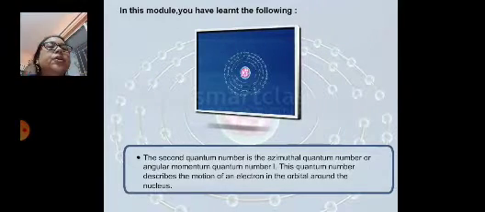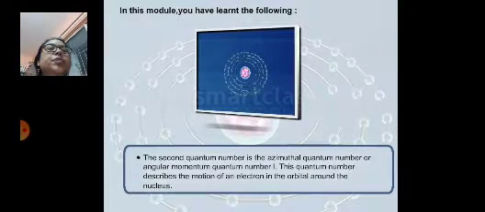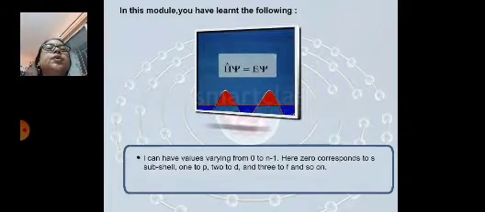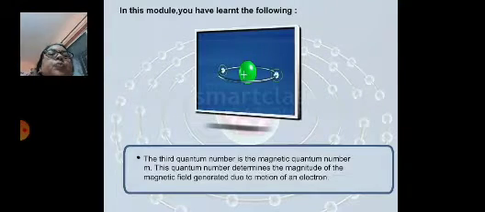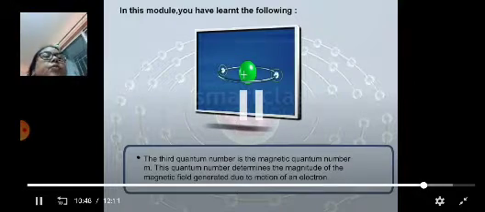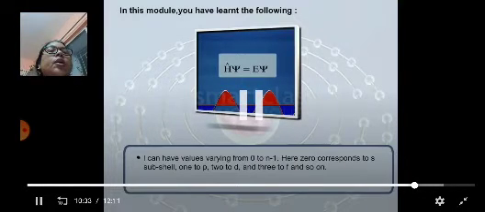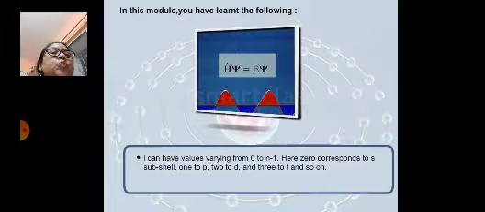The second quantum number is the azimuthal quantum number or angular quantum number, and it is denoted by l. This quantum number describes the motion of the electron in an orbital around the nucleus. l can have values varying from 0 to n minus 1. Here 0 corresponds to the s subshell, 1 to the p subshell, 2 to the d subshell, and 3 to the f subshell, and so on.